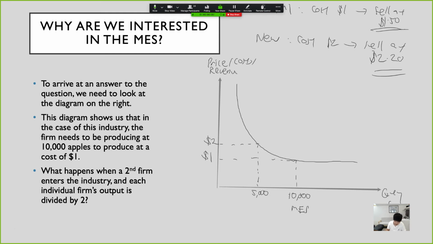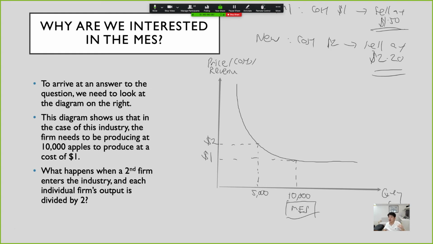It is because the minimum efficient scale for producing the apples is 10,000. So you need one firm to produce at the minimum efficient scale. You can't have two firms, because if you have two firms, neither of the two will be able to produce at the minimum efficient scale. So the cost will become very high. Minimum efficient scale is the minimum quantity you need to produce for you to be efficient. That's why it's called minimum efficient scale.